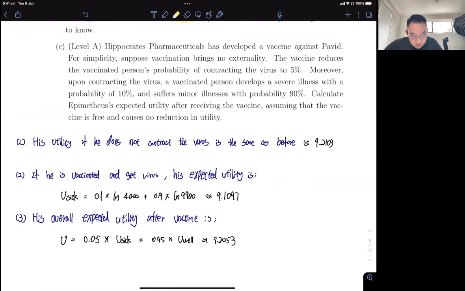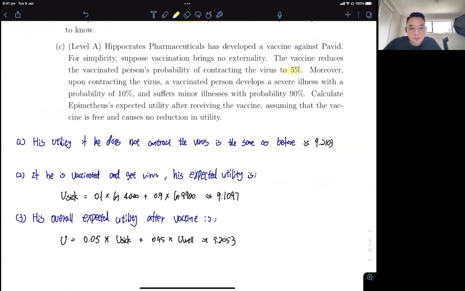Hippocrates Pharmaceutics has developed a vaccine against COVID. For simplicity, suppose vaccination brings no externality, so the vaccine reduces the vaccinated person's probability of contracting the virus to 5%. That's great. So now if you take the vaccine, you have only a 5% chance of getting the virus and a 95% chance of not getting it. Moreover, upon contracting the virus, a vaccinated person develops severe illness with a probability of 10%.